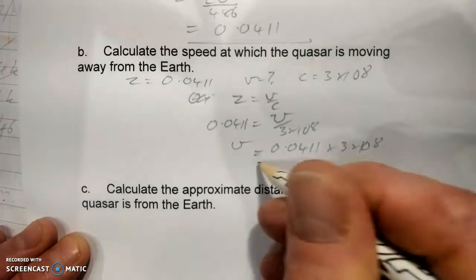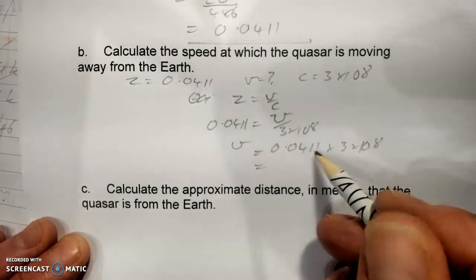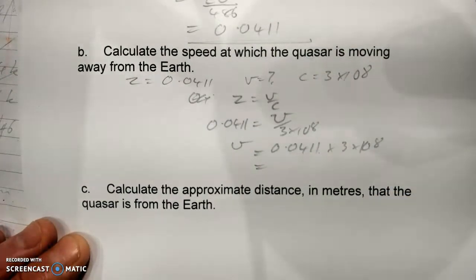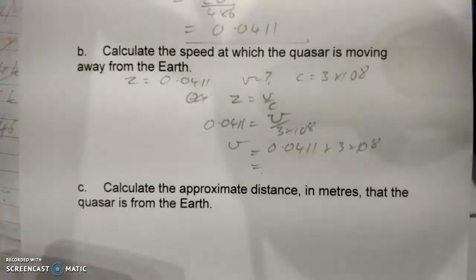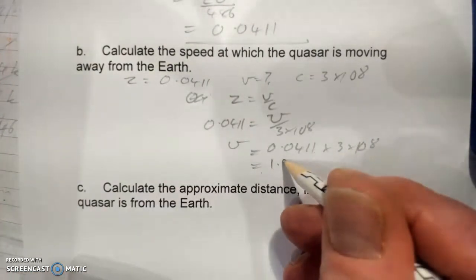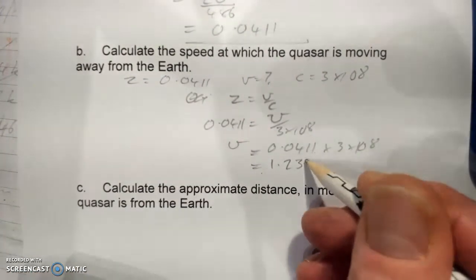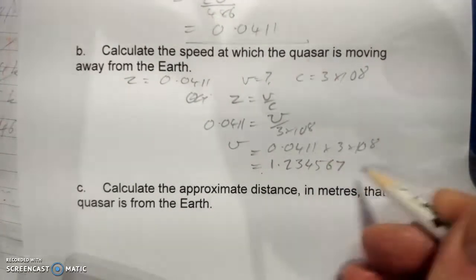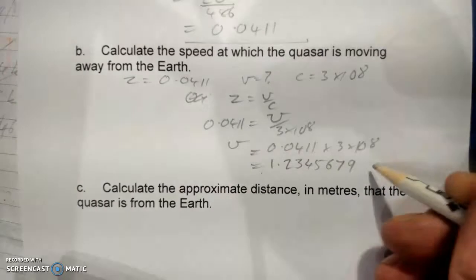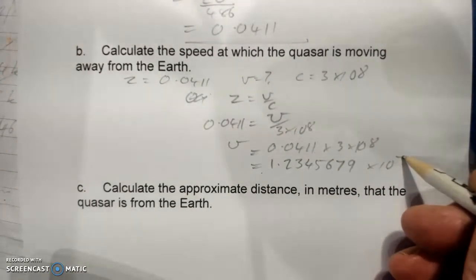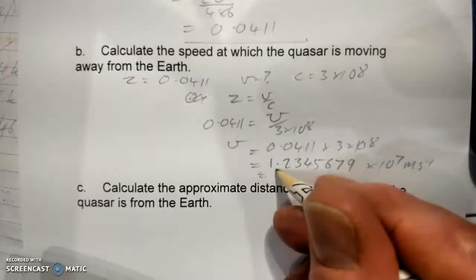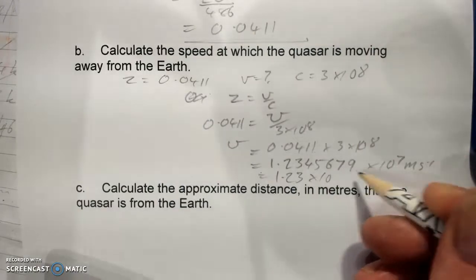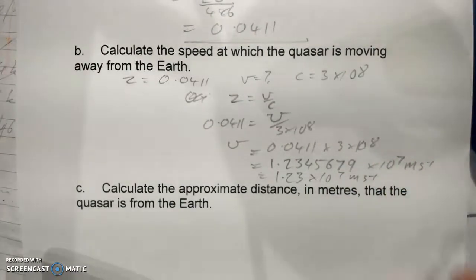And by a complete coincidence, if you keep the value for redshift in your calculator with the full number of significant figures, you get this coming up on your display. So you get 1.2345679 times 10 to the power 7 meters per second, which is so close to what would have been a really entertaining answer. So we'll just call that 1.23 times 10 to the power 7 meters per second.